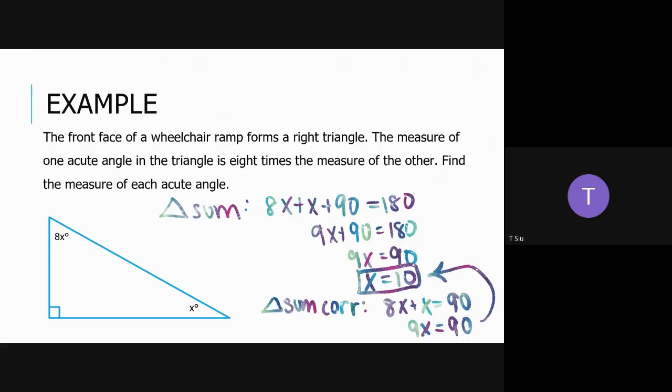To find the measure of the angles, we're going to substitute the value of x into each of those expressions. So I have the top left angle is 8 degrees, while the bottom right angle is 10 degrees.